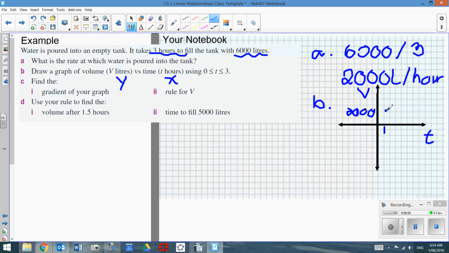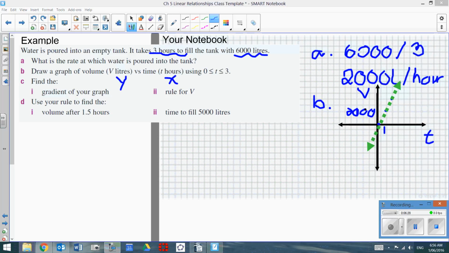And if this continued, at 2 hours, I would have filled 4,000 liters. And after 3 hours, it would have been 6,000 liters. So I start to get this line. And remember, if I didn't have any hours pass, I would have no liters. So I'd have a point at 0, 0. So if we connect those dots, we'll get a direct proportion that goes through the origin, and it connects our points like that. So that's representing our relationship of liters per hour.